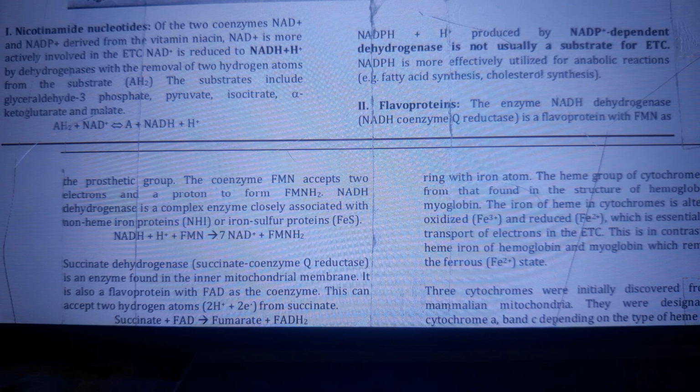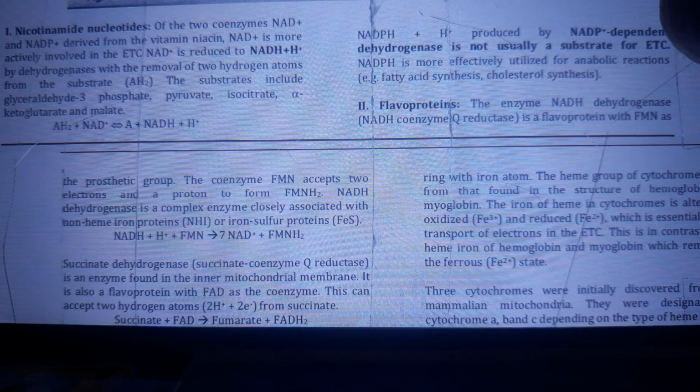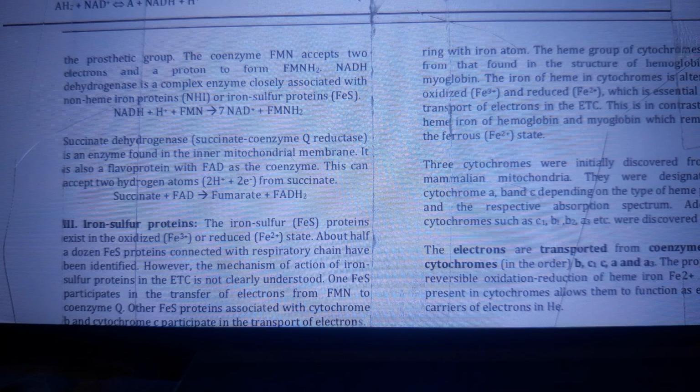NADPH plus H plus, produced by NADP-dependent dehydrogenase, is not usually a substrate for the ETC. NADPH is more effectively utilized for anabolic reactions, for example fatty acid synthesis and cholesterol synthesis. Flavoproteins: the enzyme NADH dehydrogenase is a flavoprotein with FMN as the prosthetic group. The coenzyme FMN accepts 2 electrons and a proton to form FMNH2. NADH dehydrogenase is a complex enzyme closely associated with non-heme iron proteins, NHI, or iron sulfur proteins, FeS. NADH plus H plus plus FMN gives NAD plus FMNH2.